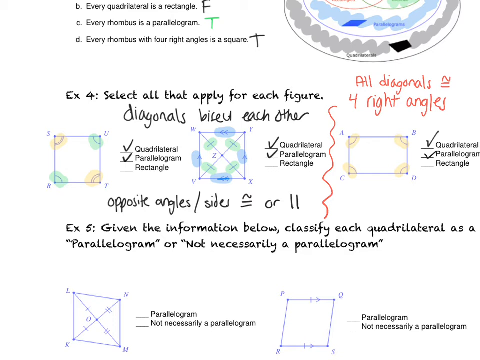In the next one, do we have 4 right angles? Well, we don't know that for sure, but do we have all diagonals congruent? Yeah, they all have the same marking. So therefore, this is a rectangle in the second figure.